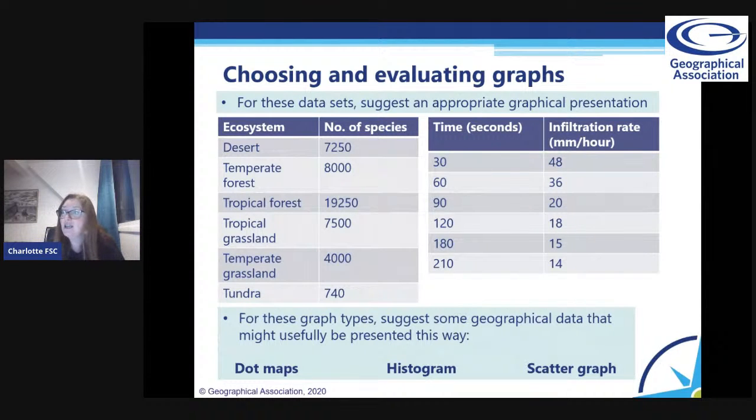For these data sets, could you suggest an appropriate graphical presentation? If you want to put your answers or ideas in the comments box, it'd be great for everyone to see the range of ideas people are thinking. And at the bottom there, for these graph types, so dot maps, histogram, scatter graph, suggest some geographical data that might usefully be presented in that way. So what sort of data would you present using these types of graph? Give you a few minutes to do that.